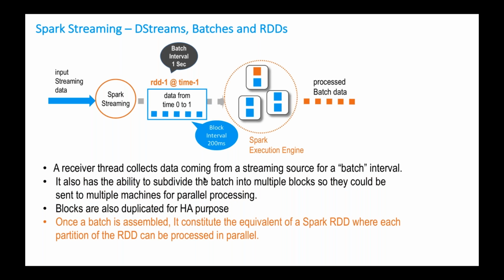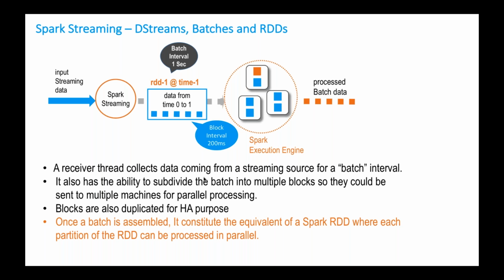At the end of each batch interval, an RDD is available for processing, where each block in the batch constitutes a partition. You remember that in Spark processing, each executor task works on a partition. In a streaming application, each block will constitute that partition. Once this is done at the end of the batch interval, depending on the application's processing logic, jobs are created and queued to process these RDDs. We'll talk more about this in the next slide.